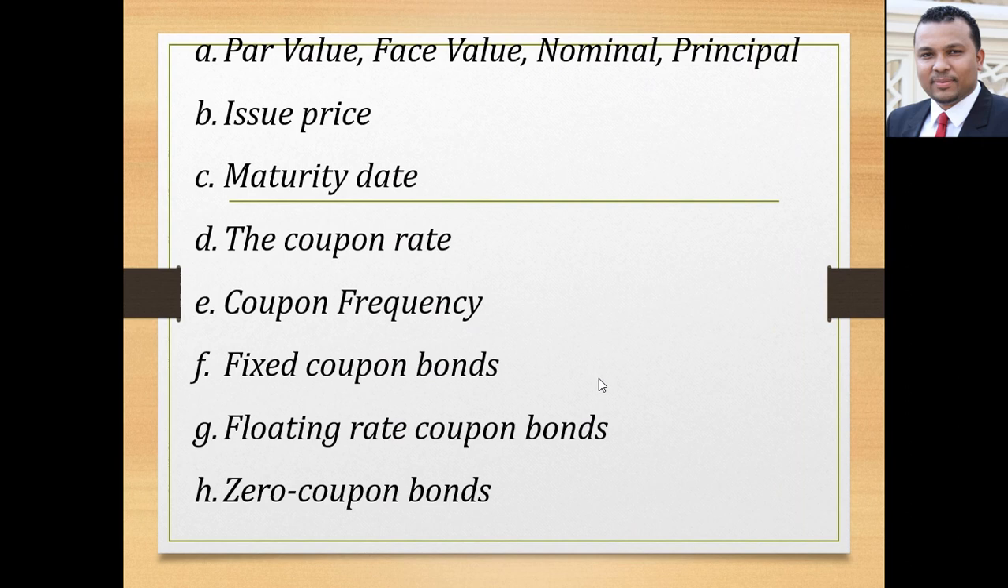The last point in our lecture today, some terminologies related to international bonds. The first, par value, face value, nominal, principal, all related to the amount that must be repaid at the end of the life of a bond. The second, issue price, the price at which investors buy the bonds when they are first issued, which will be approximately equal to the nominal amount. Maturity date, the date on which the issuer must pay back the holders the nominal amount. Coupon rate, the interest rate that the issuer pays to the bondholders. Coupon frequency, how often the coupon payments are made, maybe once a year, twice a year, monthly, weekly, and so on.